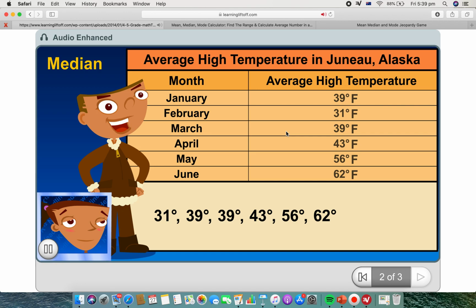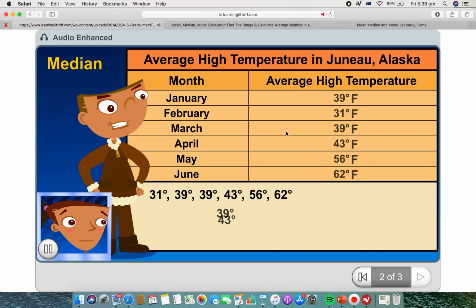Our data set for the average high temperatures in Juneau is arranged from the least value to greatest value, and the 2 middle values are 39 and 43. So the median is the average of 39 and 43. Find the average of 39 and 43 and enter the value of the median in the box.